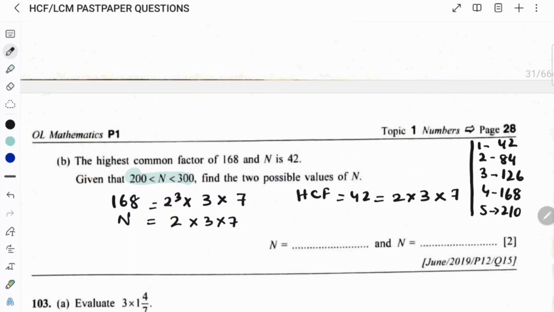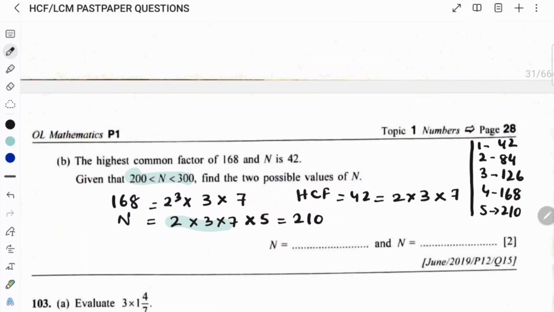Okay, so that is the first number we are getting. So n will be 2 into 3 into 7 is 42, and 42 times 5, if I take, that is equals to 210. So the number which is more than 200 is 210.